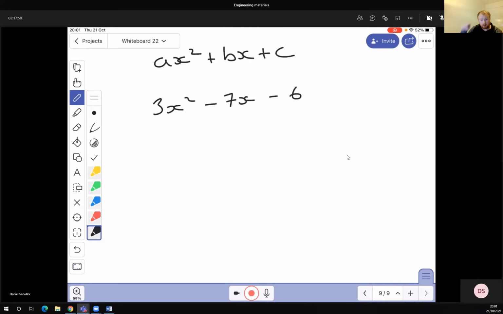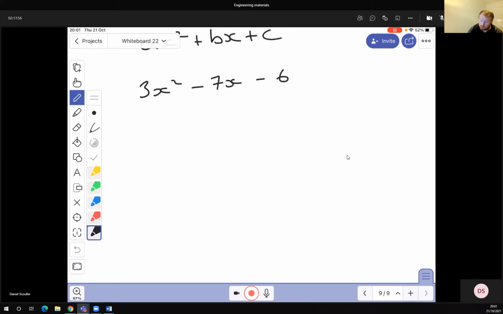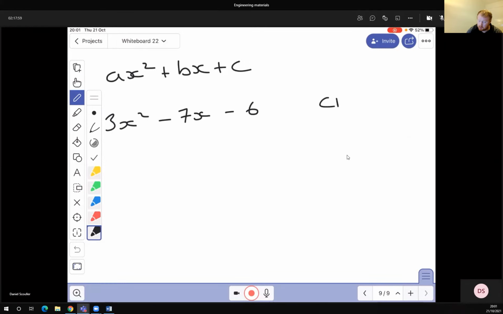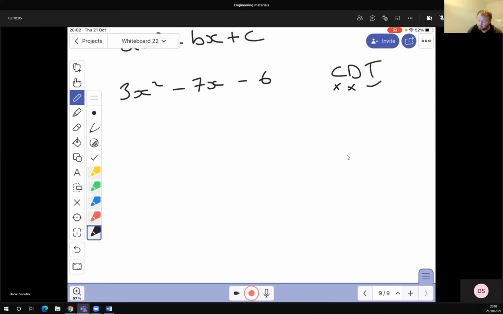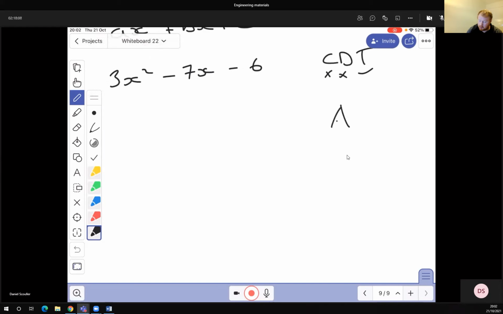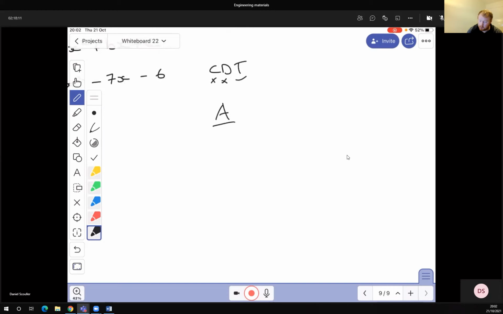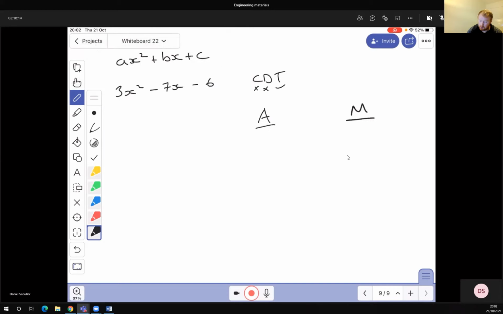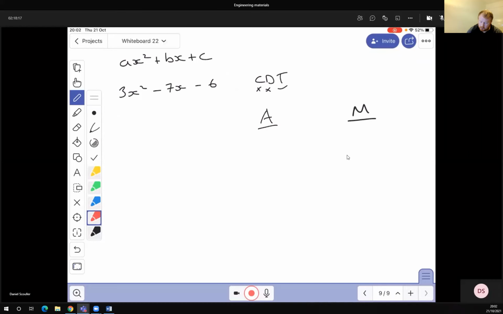Okay, so you've got it. Remember to put the BBC Bitesize example here. First thing we want to do is CDT. Common factors, no. Difference of two squares, no. Trinomial, yes. Then we're going to do the add and multiply headings. The add is going to be your bx term, minus 7. And your multiply is going to be 3 multiplied by minus 6, and it gives you minus 18.